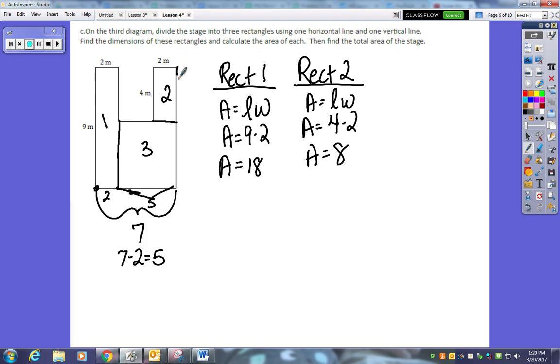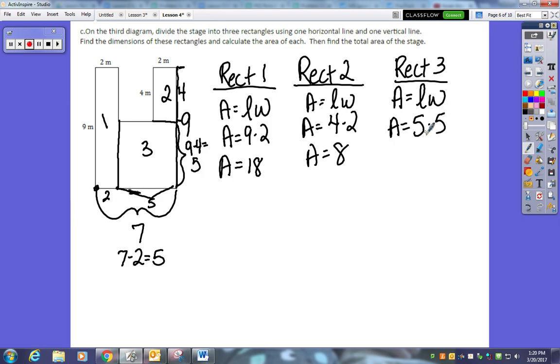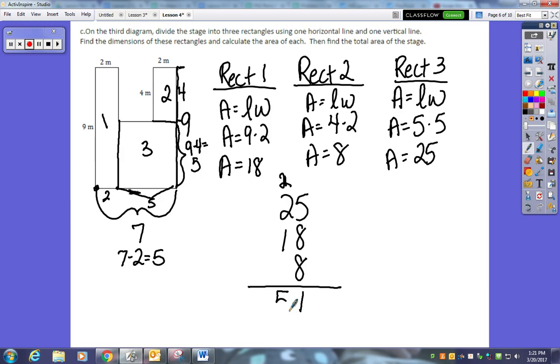Over here, we know this full length is 9. So from here to here is 4. So this piece right here would be 9 minus 4, or 5. So rectangle 3 would be a 5 by 5 rectangle, or 25. So now if we add all of these up, I get my 51 square meters that way.